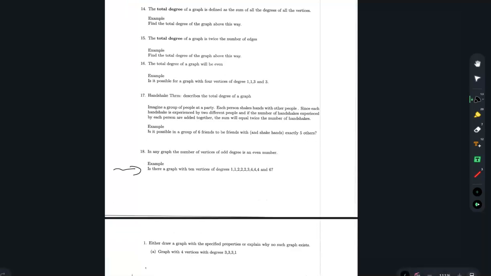So is it possible to have this graph that has 10 different vertices with all of these different degrees? Well, if you add all this up, the sum is 43. And since it's not even, it is not possible to have a graph like that. So no.